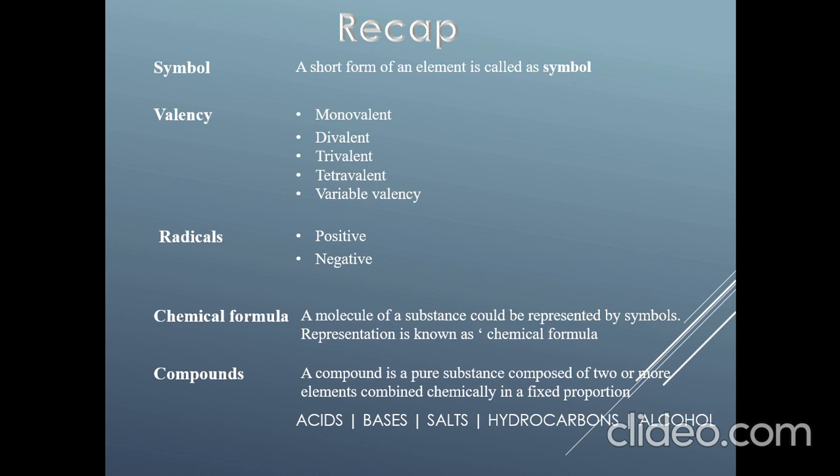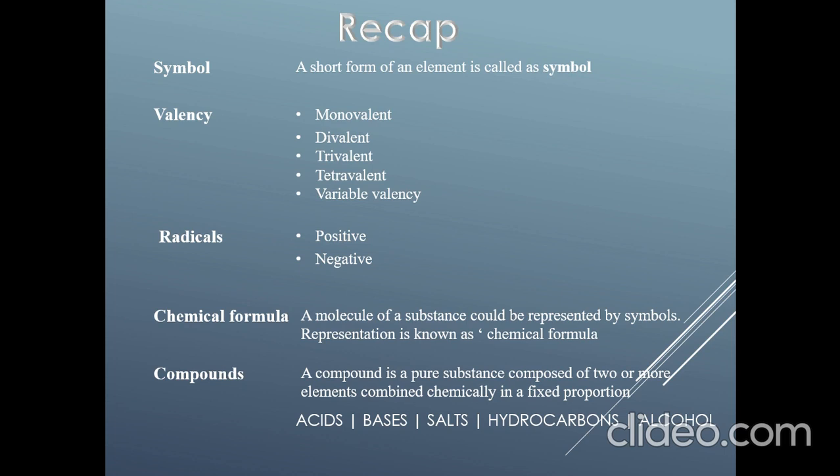Now radicals. Radicals are what? Radicals are groups of atoms which behave like a single unit. If it is positively charged, we call it a cation. If it is negatively charged, we call it an anion. And radicals are acidic as well as basic radicals.